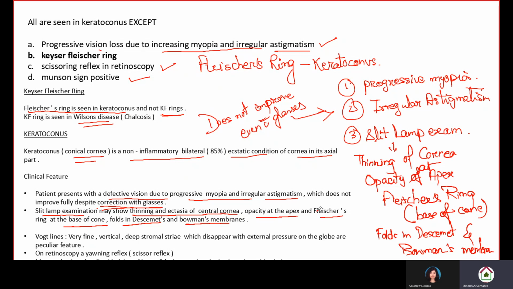Next is Vogt's lines. Vogt's lines are very fine vertical deep stromal striae or lines which disappear with external pressure on the globe. These are peculiar features seen in keratoconus. On retinoscopy, a yawning reflex or scissor reflex is found. And Munson sign, what is Munson sign? Localized bulging of the lower lid when the patient looks down, positive in the later stage of keratoconus.